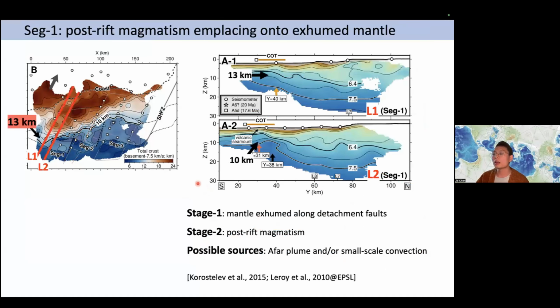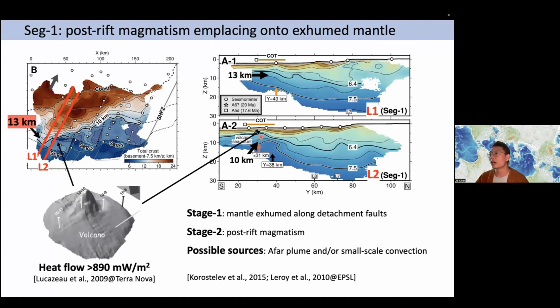And to the western segment 1, which is more complex, in profile L2, here is a volcanic seamount, but nearby there is also an elevated velocity, which maybe corresponds to the detachment fault like previous profiles. But the crust nearby is about 10 kilometers. And here is a high heat flow.